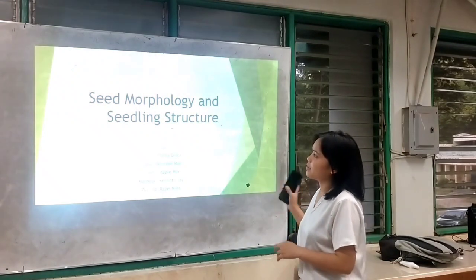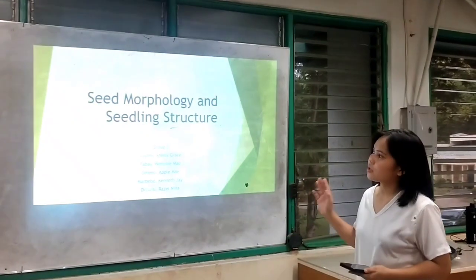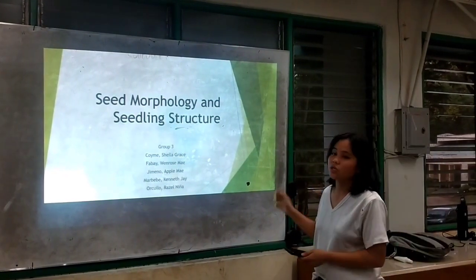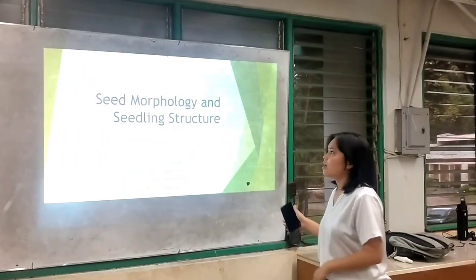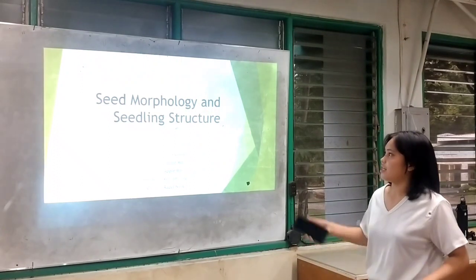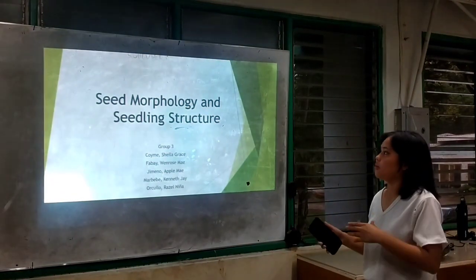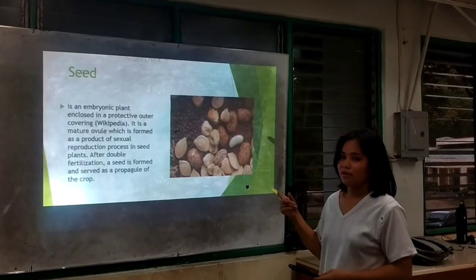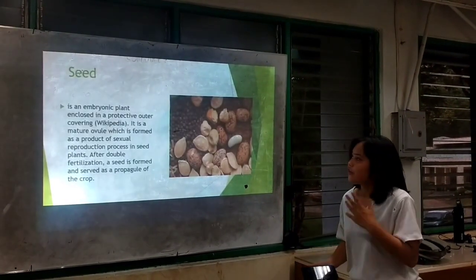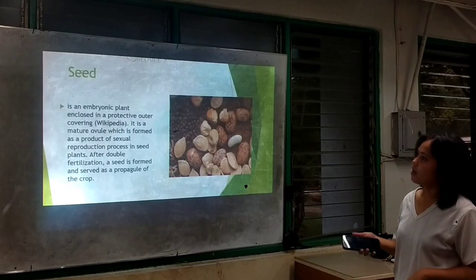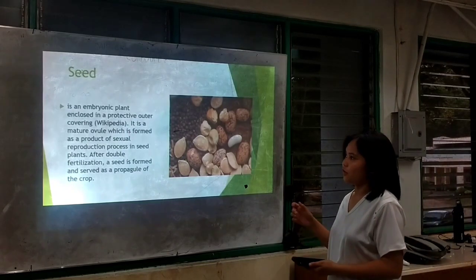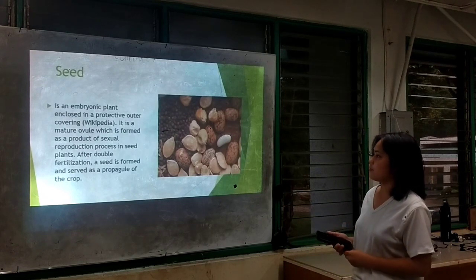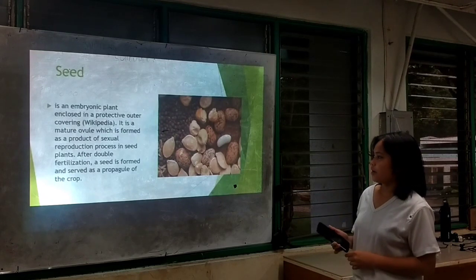Today we're discussing laboratory number 5, which is the seed morphology and the seedling structure. In this topic, we're talking about seeds and their structure, or the form of the seeds. First, we have the seed definition. It is an embryonic plant enclosed in a protective outer covering, by Wikipedia.